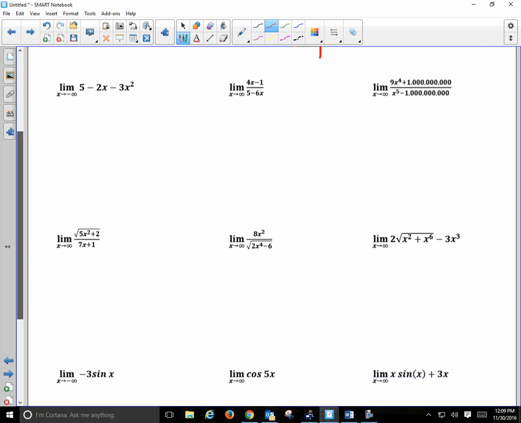Sometimes to check your answer, you can just think about the graph. What does that graph look like? It's a parabola that's upside down, right? So as x goes to negative infinity, what will y go to? Negative infinity. So we should get negative infinity. Let's try.